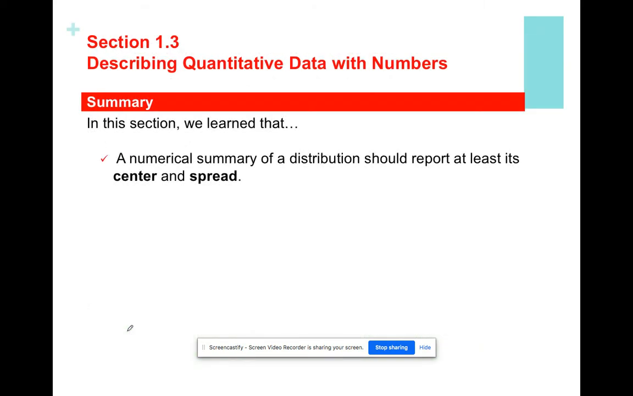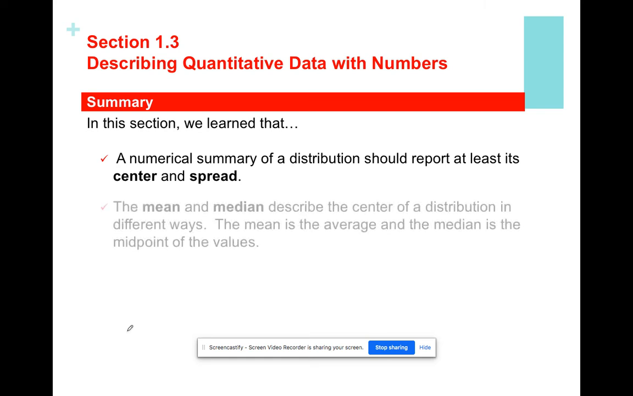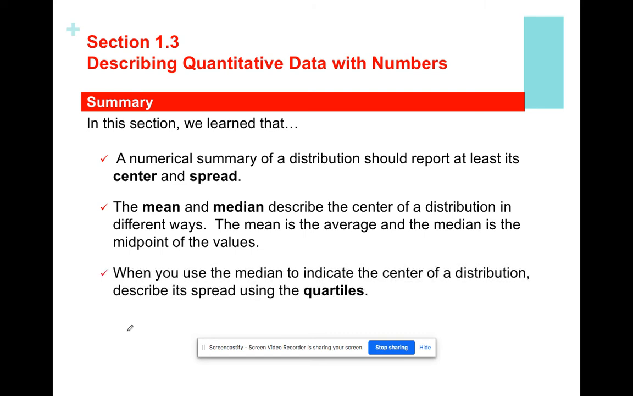So here's a summary of section 1.3 overall, so yesterday and today. We want to make sure with our numerical summaries that we report at least center and spread, but we should also be checking for outliers as well. Mean and median describe the center of a distribution. Again, we always want to make sure that we identify which measure of center we're reporting.